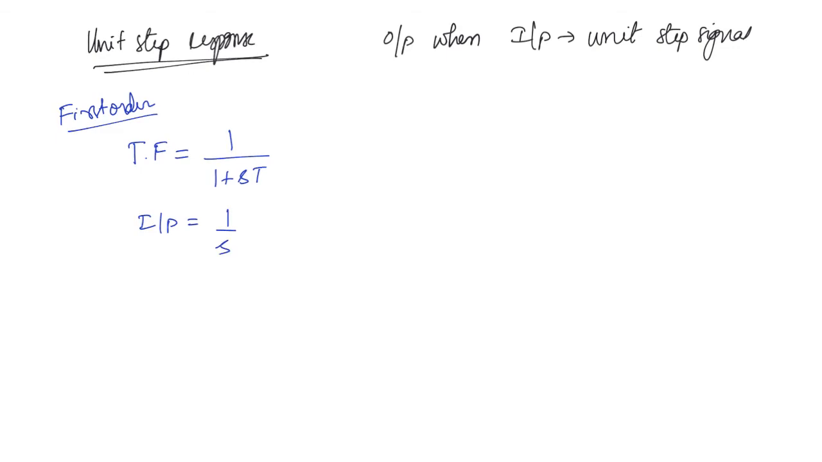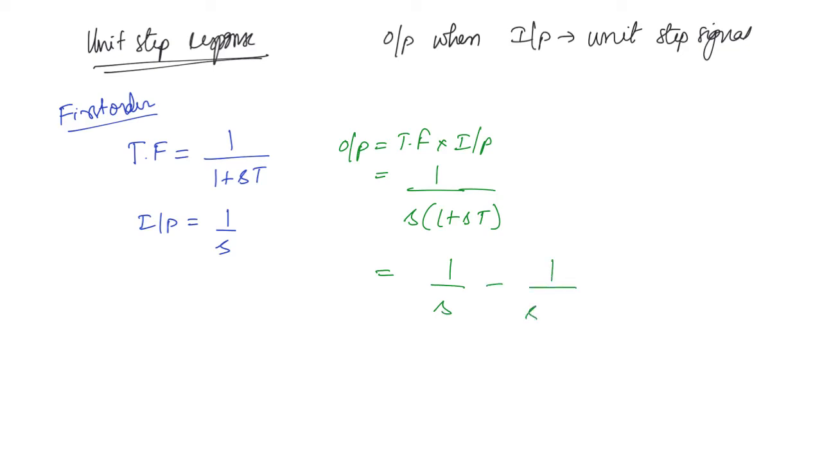Okay. So from here you can find out the output is equal to transfer function into input. So this will be equal to 1 by s into (1 plus sT). So this you can write as 1 by s minus 1 by (s plus 1 by T). This is nothing but partial fraction expansion. Now this is the Laplace form of the output. If you take the inverse Laplace, then you will get the output in time domain.